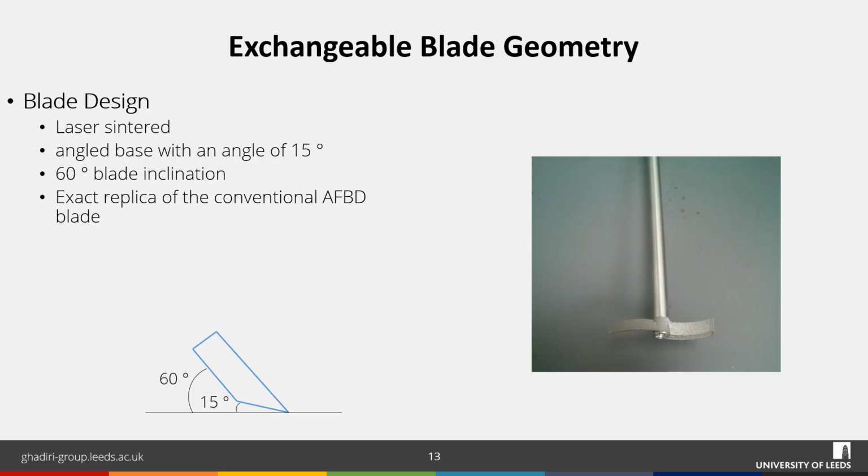The AFBD blade has a very intricate design. It has an angled base with an angle of 15 degrees, and the blade inclination is about 60 degrees. It is actually an exact replica of a conventional AFBD blade, but scaled down to fit into the FT4 rheometer for our purpose.